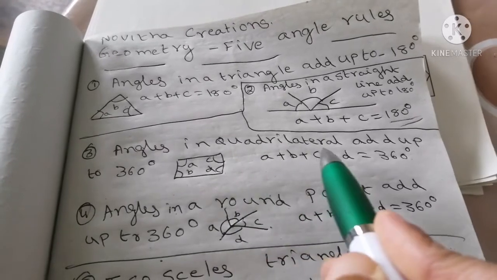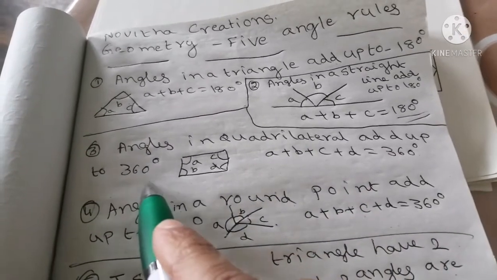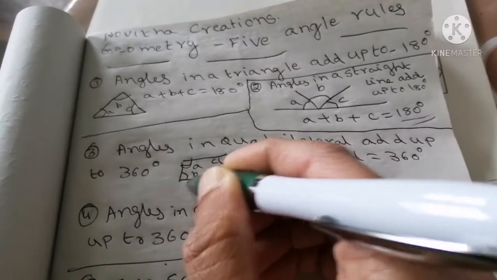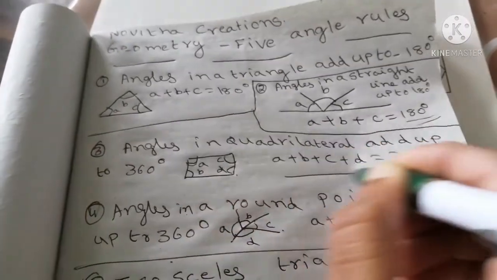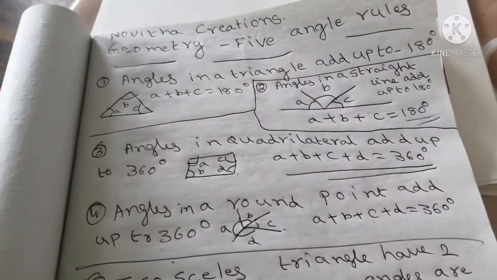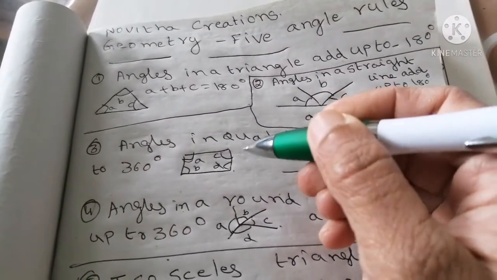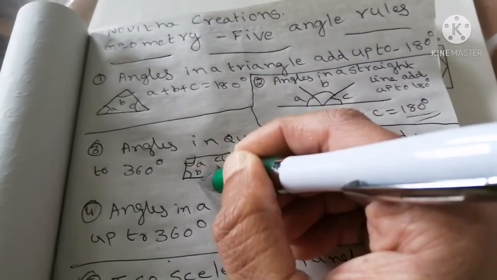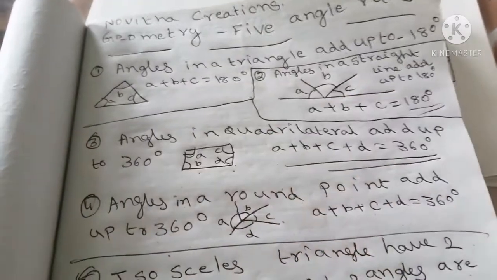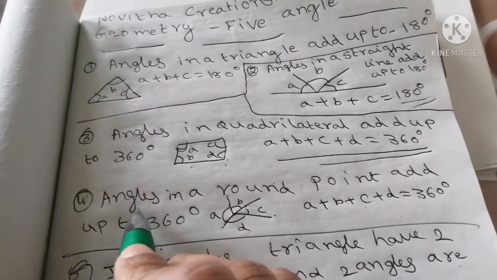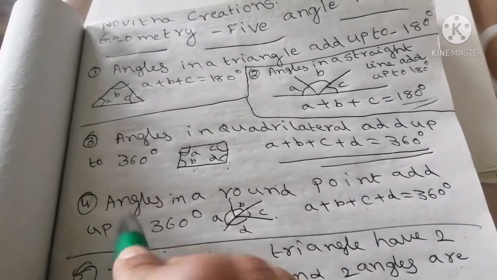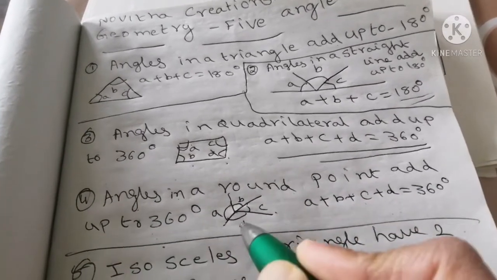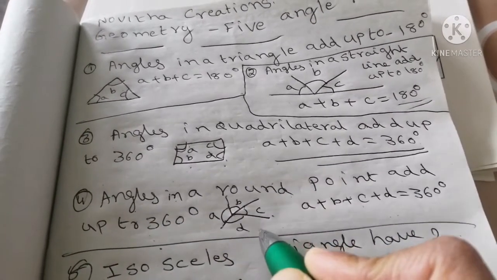Angles in a quadrilateral add up to 360 degrees. So A, B, C and D add up to 360 degrees. And in a quadrilateral, C and D add up to 180, A and B add up to 180. Total 360.